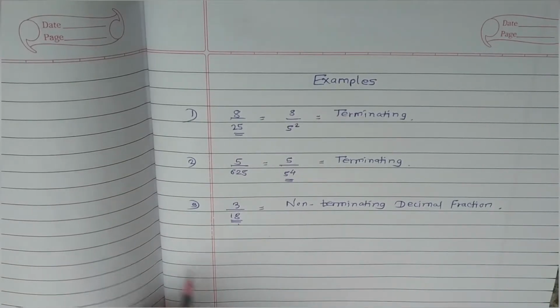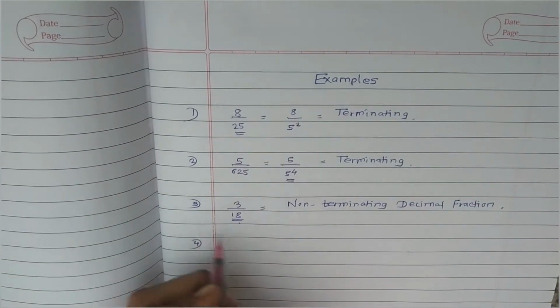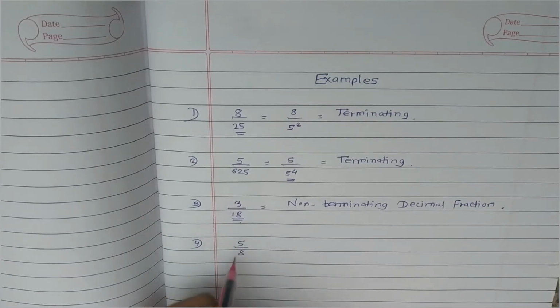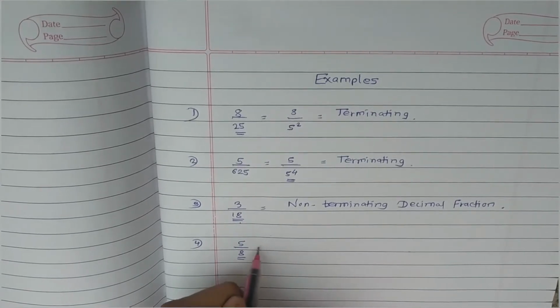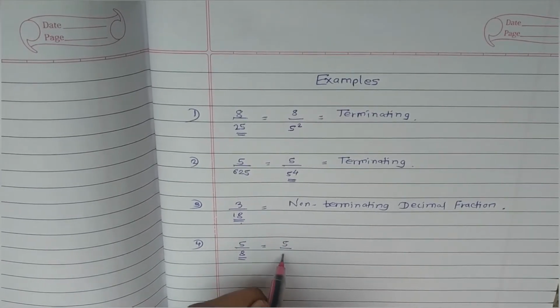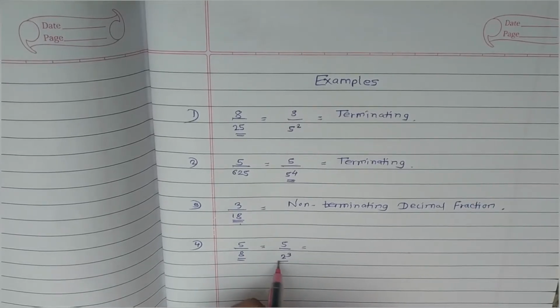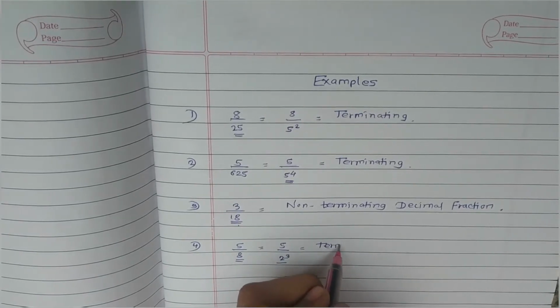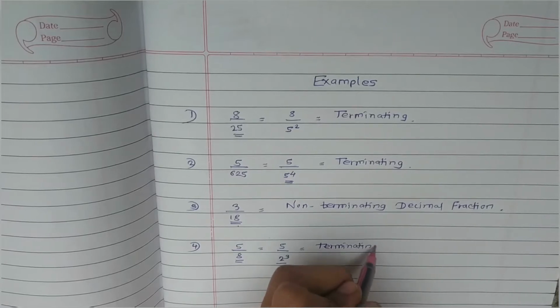Then 5 upon 8. 8 is the cube of 2, hence it can be written as 5 upon 2 cube. Hence this number will be terminating decimal fraction.